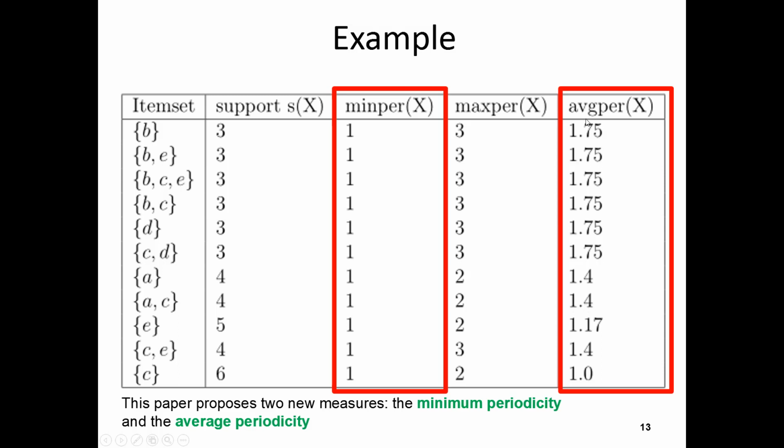So why is it useful to use the average? Because if you look carefully, AC and E both have the same maximum and the same minimum. But if you look at the average, you see they are different. AC is about every 1.4 transaction, but E is about every 1.1. So using more measures, we can get a better idea of whether a pattern is periodic. That's why in this paper, instead of using only 1 measure, we use 3 measures on the periodicity of patterns. So we can control more precisely the patterns that we want to find.